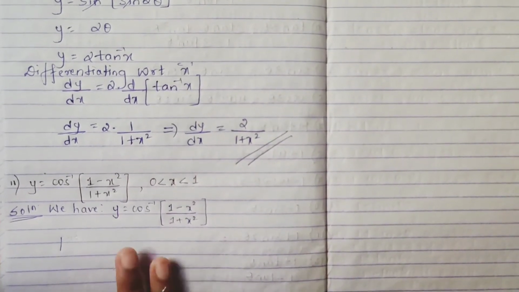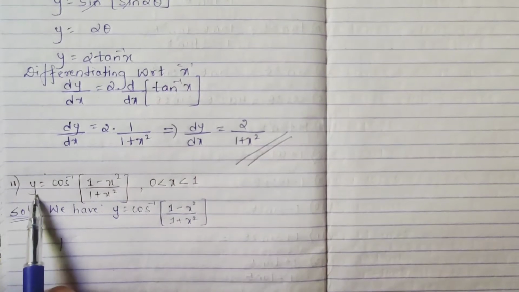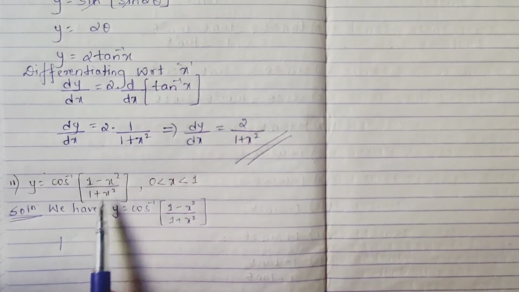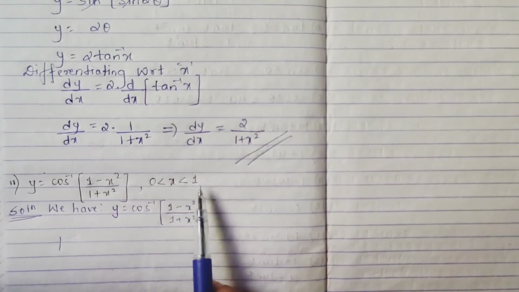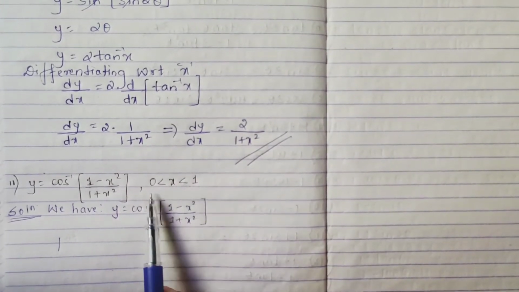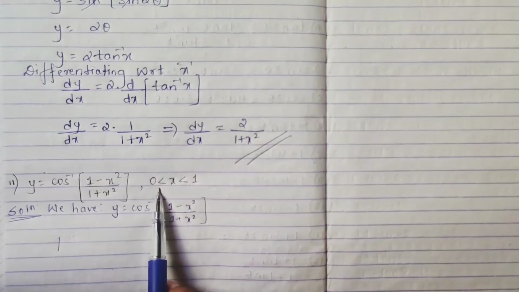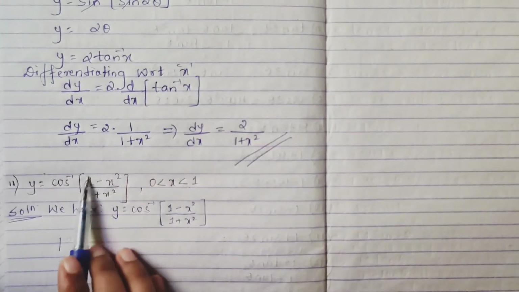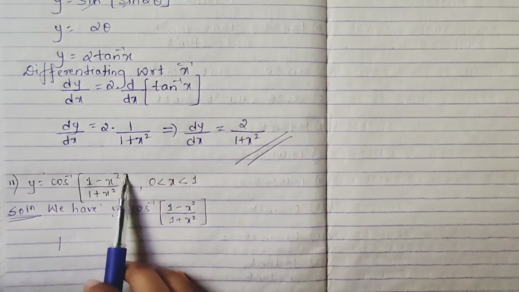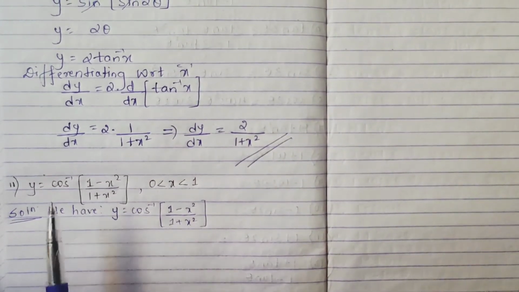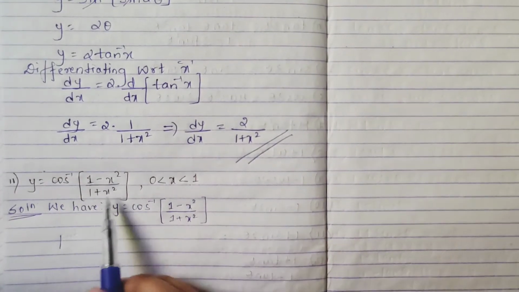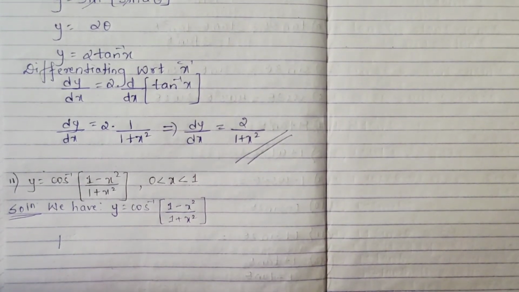So we're going to start with our next problem. 11th one, y is equal to cos inverse of (1 minus x square) divided by (1 plus x square), where x is less than 1 but greater than 0. So how do we have to solve when an inverse trigonometric function is there? I have already told you, we first simplify the inside part so that cos inverse and cos cancel, and for the remaining part we differentiate.